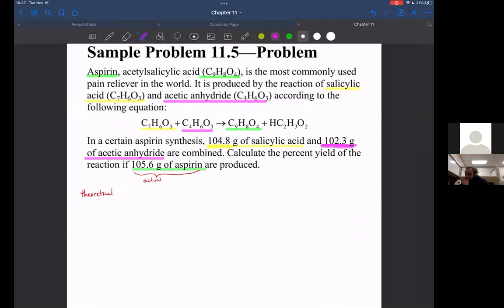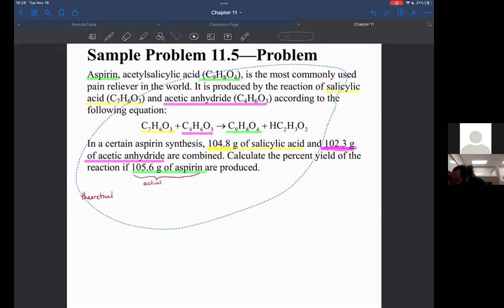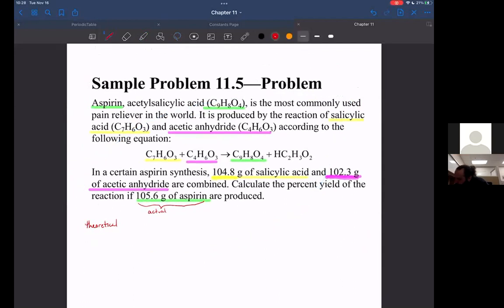Okay, so first when I'm given the amount of both reactants, I've got to figure out which one's the limiting reactant. That will tell me how much of my aspirin is actually produced here. And we're going to need a little bit of additional information because we're going to start out, so we're going to pick one. Let's start out with the 104.8 grams of salicylic acid. I'm actually going to just abbreviate this for the sake of not writing 100 things.